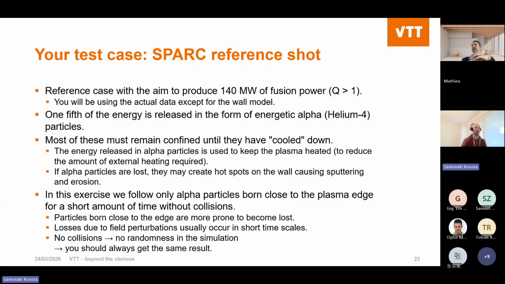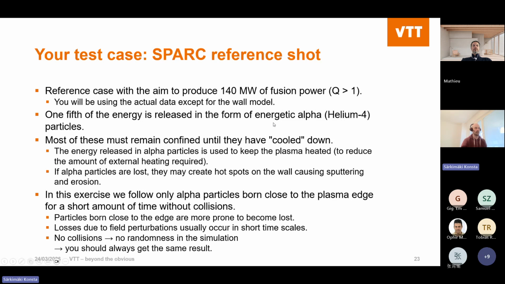except for the wall model, so you have a simple wall, which is a bit dull, but you cannot have everything. In this, we are producing 140 megawatts of fusion power, and one fifth of the energy is released in the form of these energetic alpha particles, which is just helium, the same helium that you put in balloons.